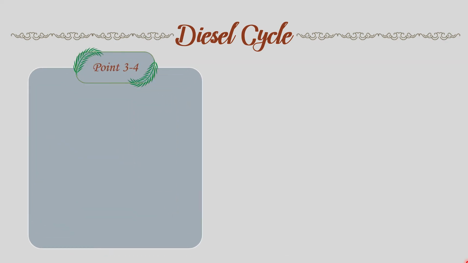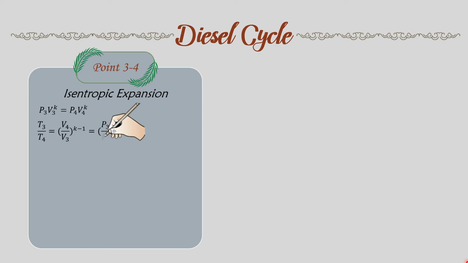Point 3 to 4 is the isentropic expansion process. So, S3 equals S4, or P3 V3 raised to K equals P4 V4 raised to K. Then, T3 over T4 equals V4 over V3 raised to K minus 1, which equals P3 over P4 raised to K minus 1 over K.